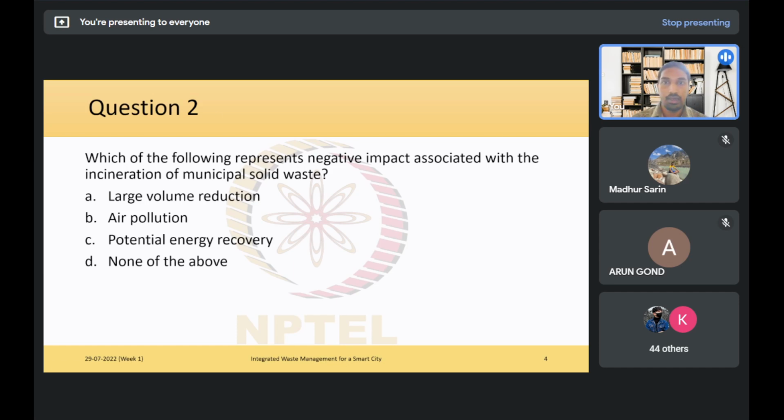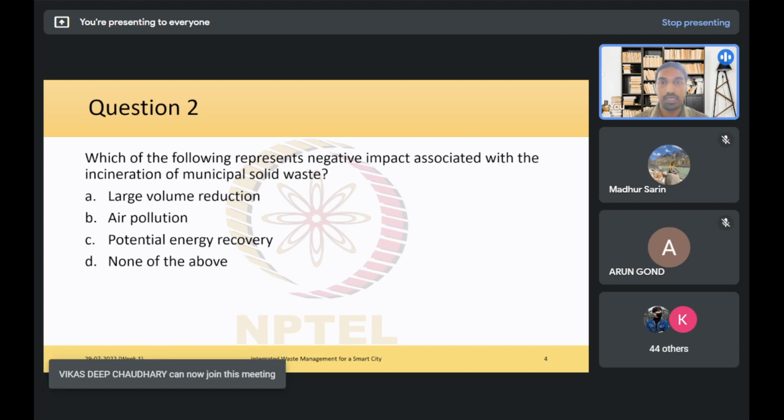We looked at incineration as one of the ways of handling waste in the previous question, right? But it is not totally a clean solution, or a solution with only pros. It has both pros as well as cons associated with it. And here we are looking at what is the negative impact that is associated with incineration.